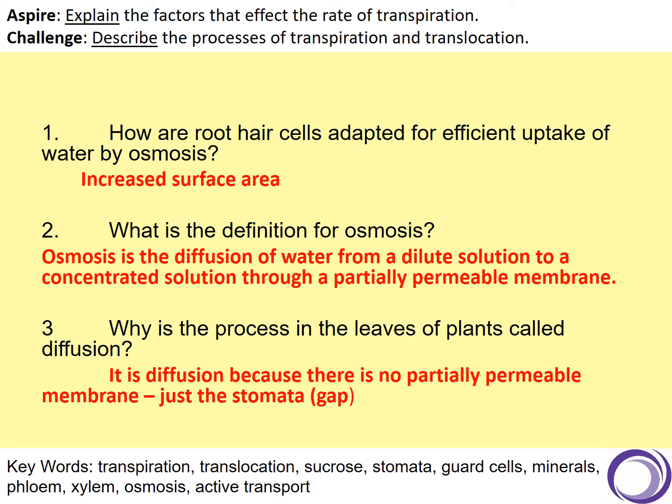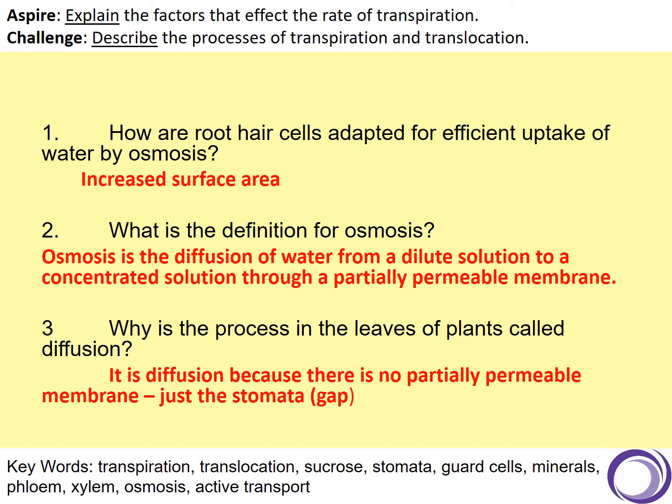Okay, root hair cells are adapted because they have this little sticky out bit from the cell, which is the hair part of it, which increases the surface area of the cell, which allows it to get more water into the plant. Osmosis, 3-mark question.